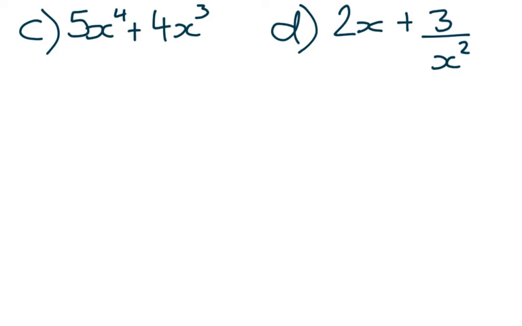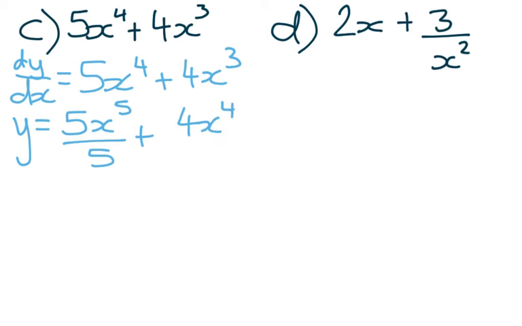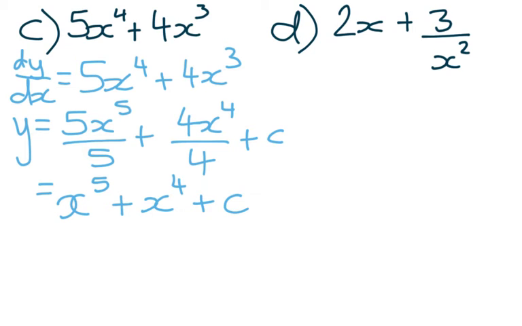Our third example is 5x to the power of 4 plus 4x cubed. So dy by dx is equal to 5x to the power of 4 plus 4x to the power of 3. So then when we increase our power by 1, we end up with 5x to the power of 5 divided by 5 plus 4x to the power of 4 divided by 4 plus c. And then we can simplify, so we just end up with x to the power of 5 plus x to the power of 4 plus c.